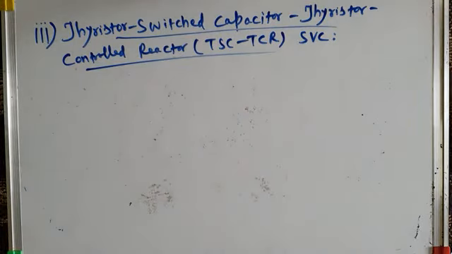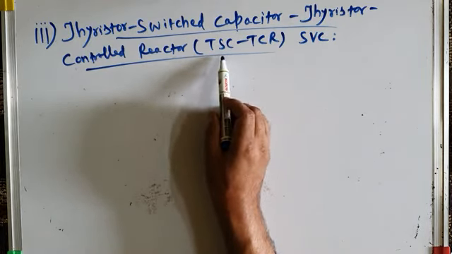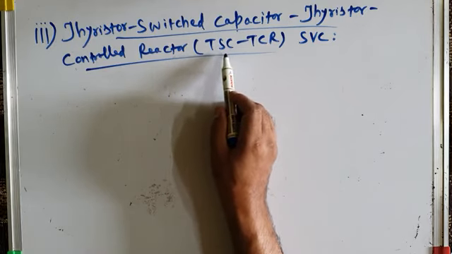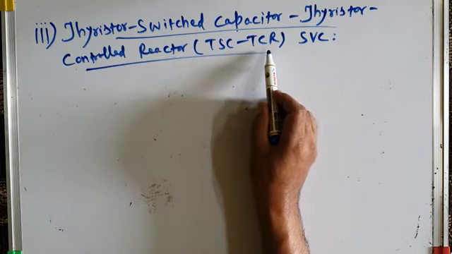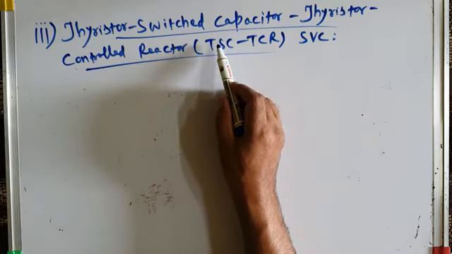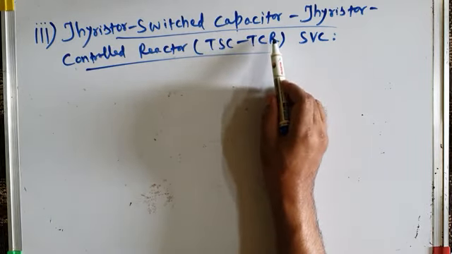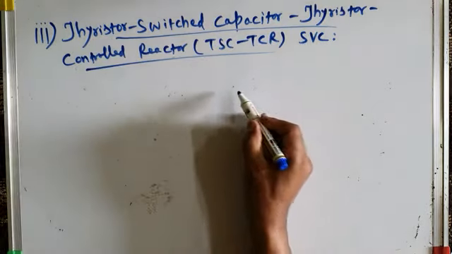The two main important components are the thyristor switched capacitor, TSC, which is used for generation of leading vars or reactive power, and the other component is the TCR, thyristor controlled reactor, which is responsible for generating the lagging vars or consuming, absorbing the reactive power. TSC generates the reactive power and TCR absorbs the reactive power. And TSC and TCR work in combination, in coordination with each other, and hence result in a shunt compensation.